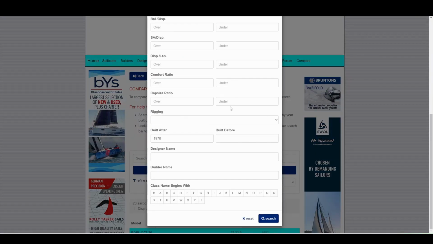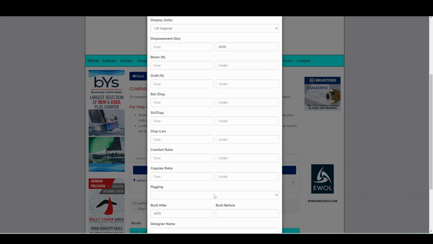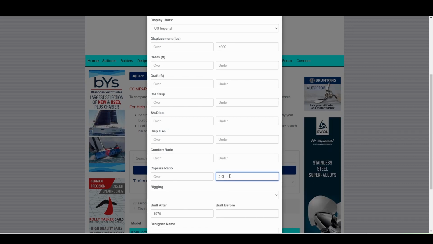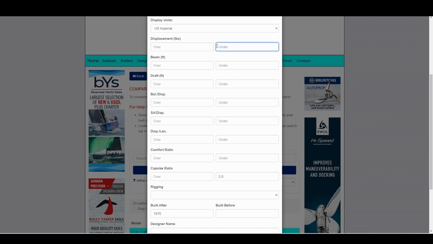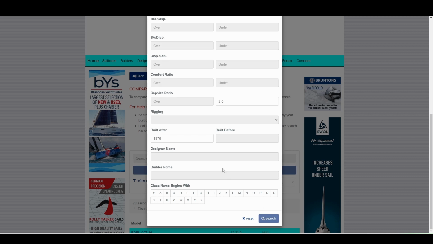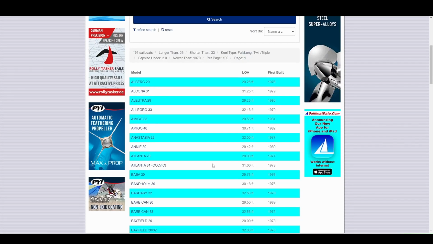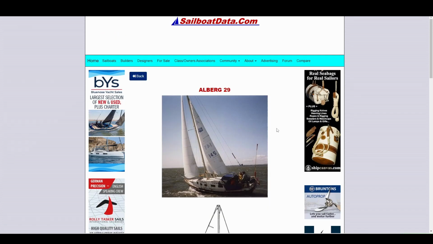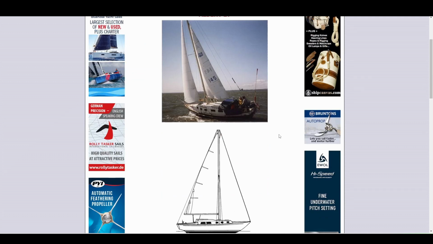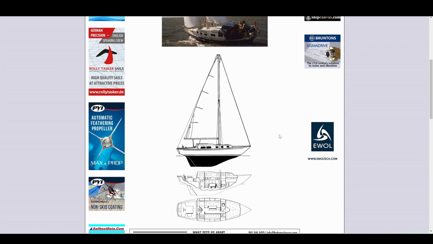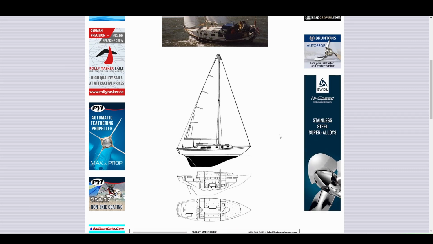So we keep the built-after-1970 filter and the capsize ratio under 2.0, and we remove the 4,000 pounds because we know this combination isn't working. Now we are getting into boats that, by modern terms, we would say are more offshore boats than coastal boats. The first one that we see is the Albin 29, designed by Carl Alberg. Albin boats have a serious reputation for seaworthiness. They are, in general, considered to be really seaworthy. Carl Alberg designed those with folk boat Scandinavian influences.